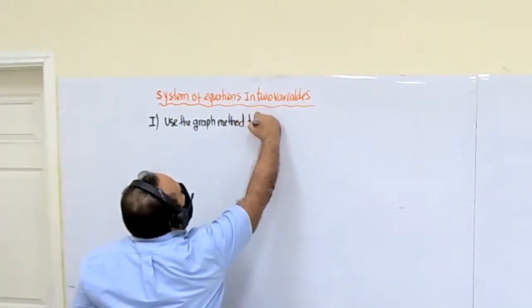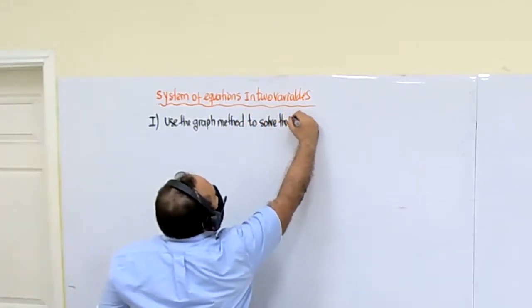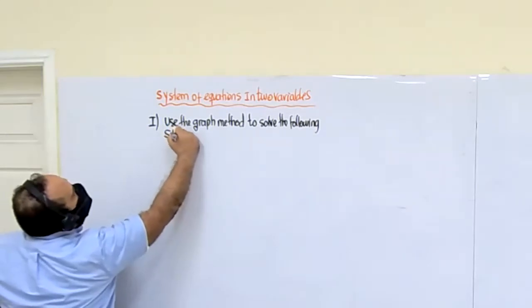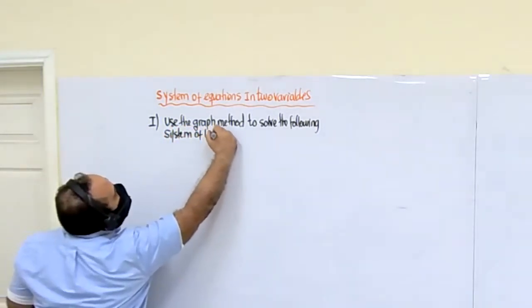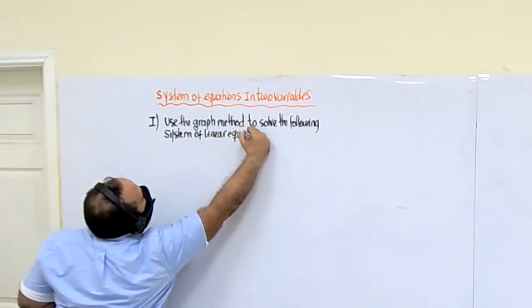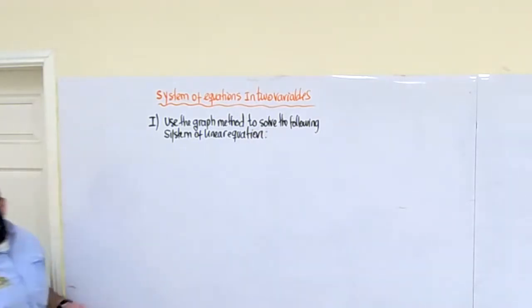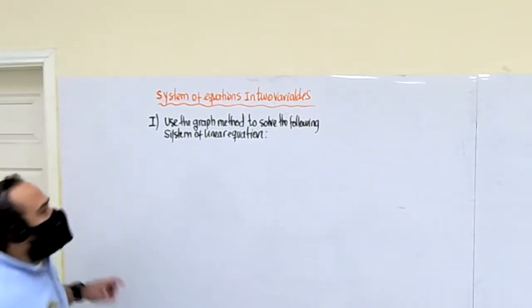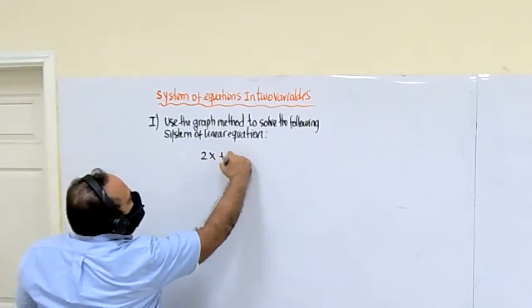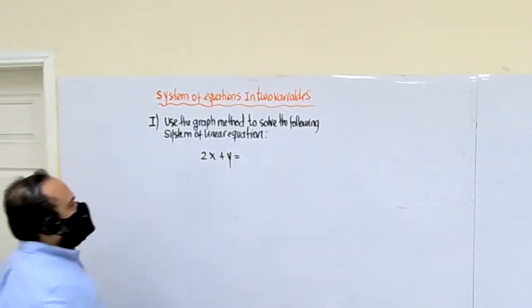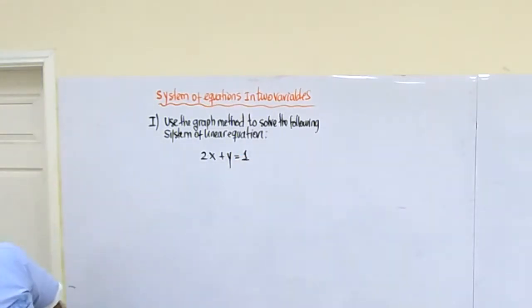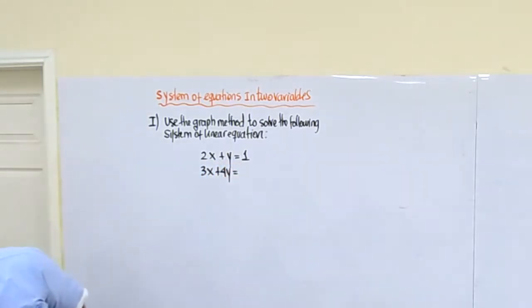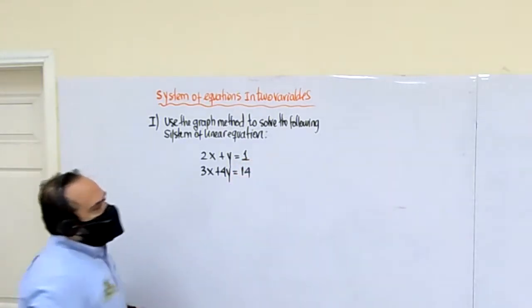For this example, use the graph method to solve the following system of linear equations. All right. So by the way, guys, can you see the whiteboard perfectly well? All right then. So the system will be 2x plus y equals 1, and the second one will be 3x plus 4y equals 14.